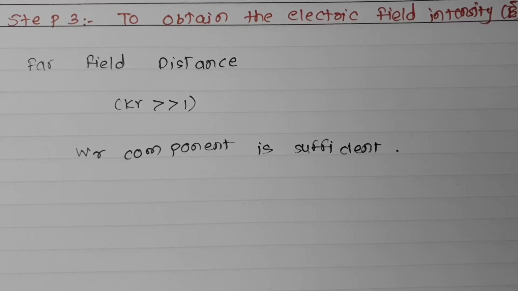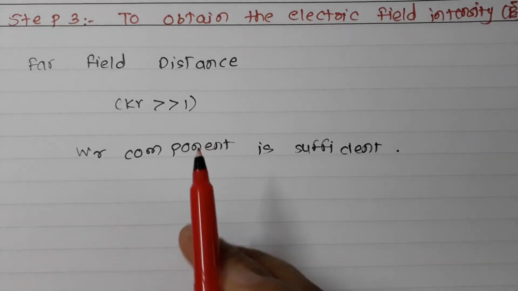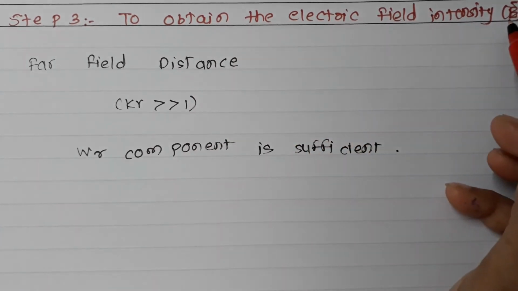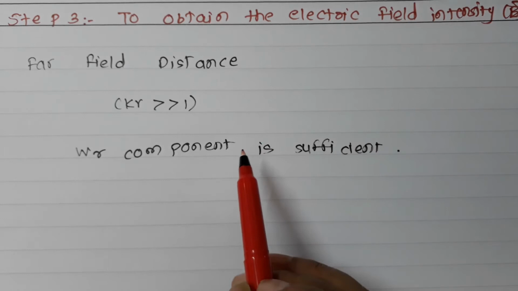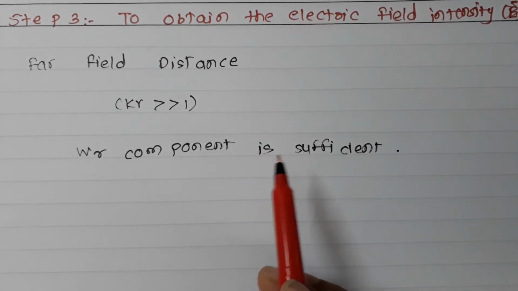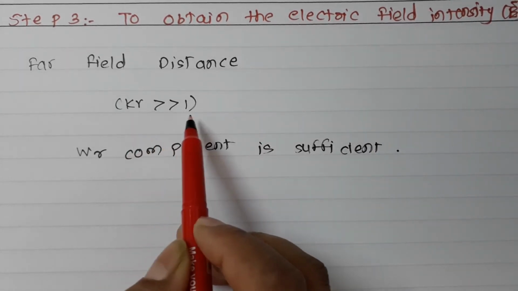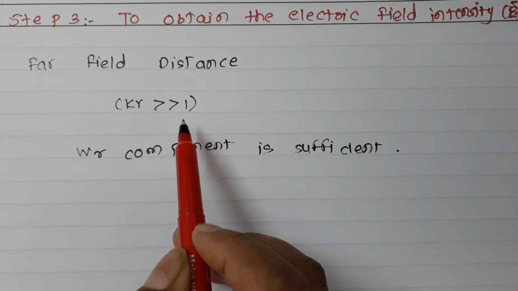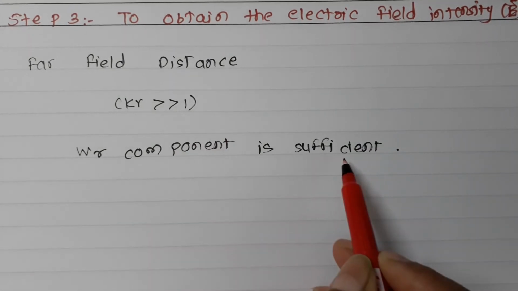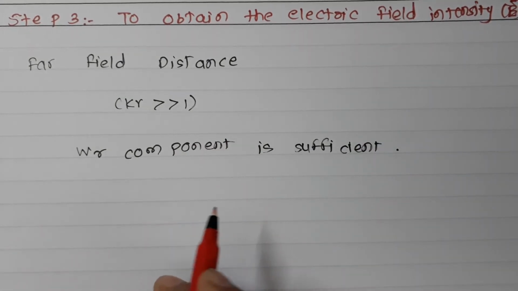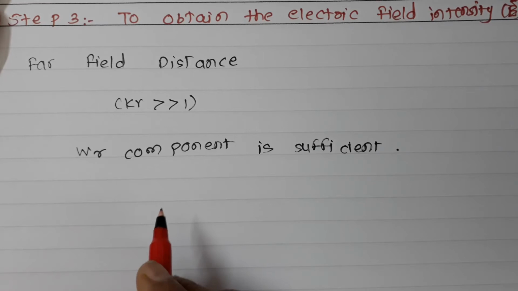Now let us move towards step number 3. This step tells us how to obtain the electric field intensity, that is E bar. We know from the analysis of the infinitesimal dipole that our far field distances are kr greater than 1. So the W theta component in the power density expression for W is not required in the analysis. Only the WR component is sufficient. Now how to obtain the WR component? This component is obtained by using E theta and H phi.